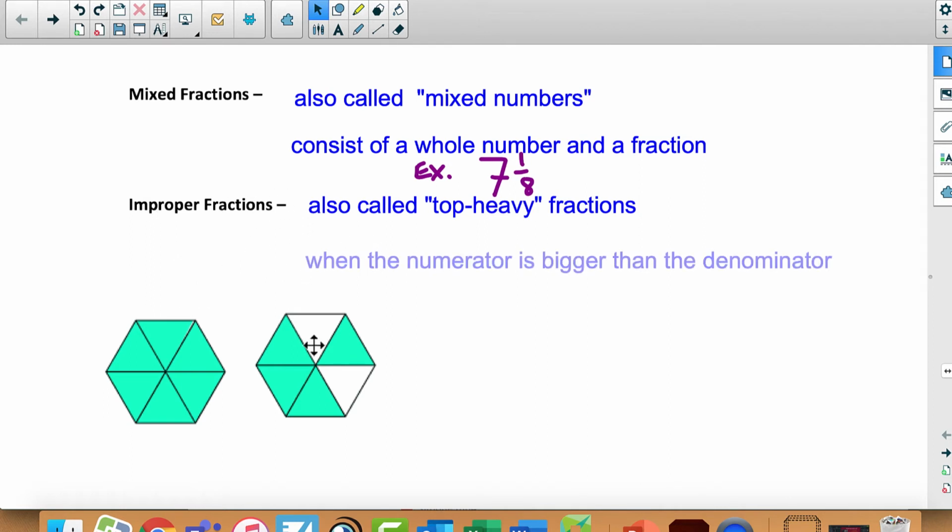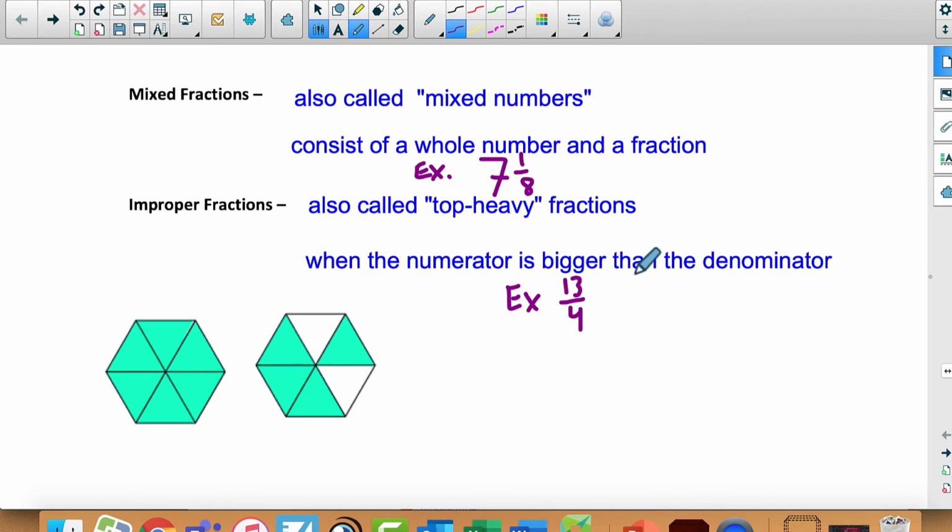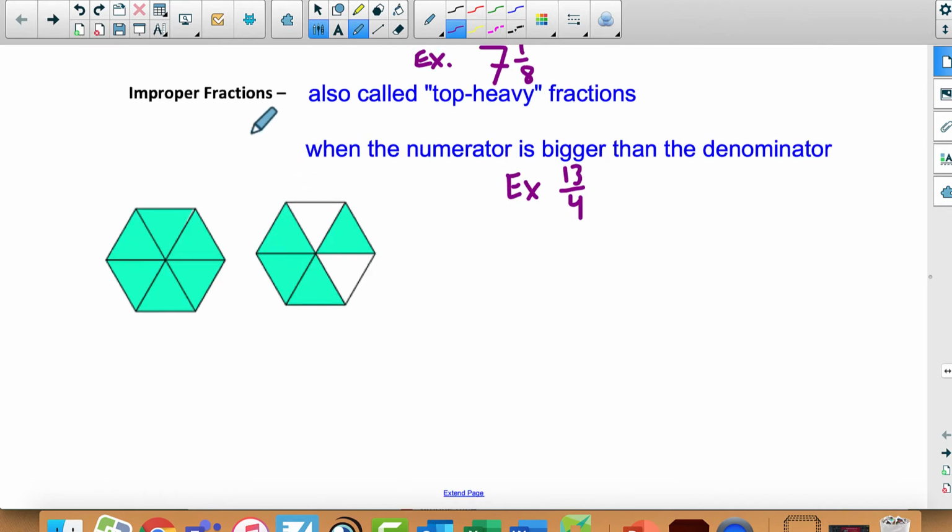So what is an improper fraction? It's when the numerator is bigger than the denominator. So, for example, something like 13 over 4. Look, 13 is bigger than 4. Let's write this as a mixed fraction, and let's write this as an improper fraction.